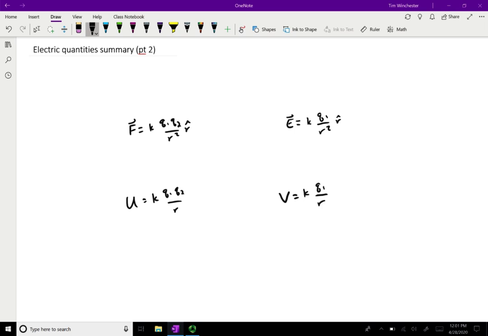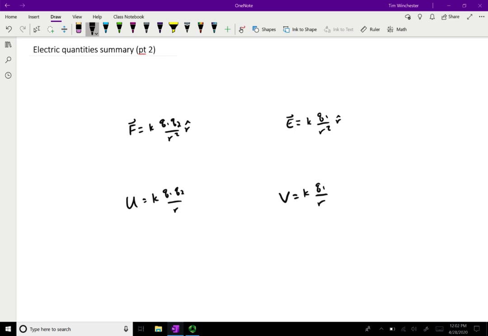So looking at the formulas for these different quantities, we can see that we've really done a pretty good job of simplifying things. The most complicated formula here is the one for force, and then it gets easier and easier as we get down to potential, which has just one charge and just one r in the denominator. But there are more connections than that between these.